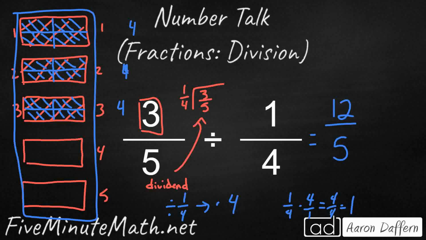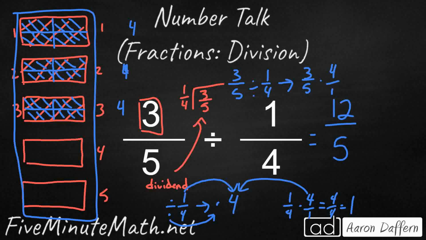So what is this 4 over 1? Well, the 4 over 1 is just 4, right? 4 wholes. So if you change the operation to its inverse, division and multiplication, and then flip the number to its reciprocal, 1/4 to 4 over 1, it's the same thing, okay? So instead of 3/5 divided by 1/4, you could do 3/5 multiplied by the reciprocal of 1/4, which is 4.